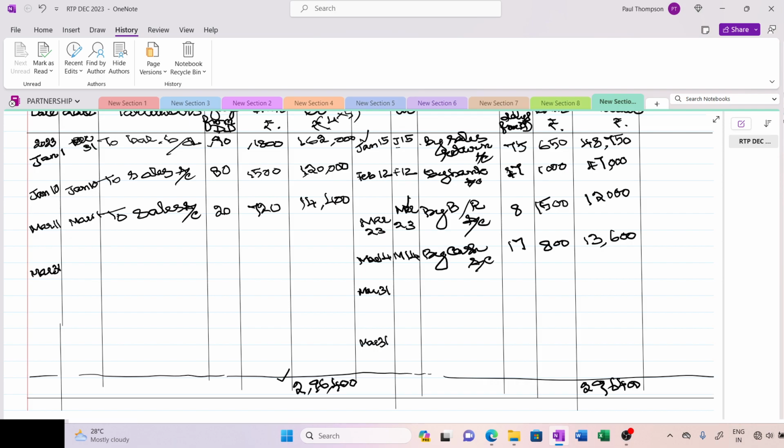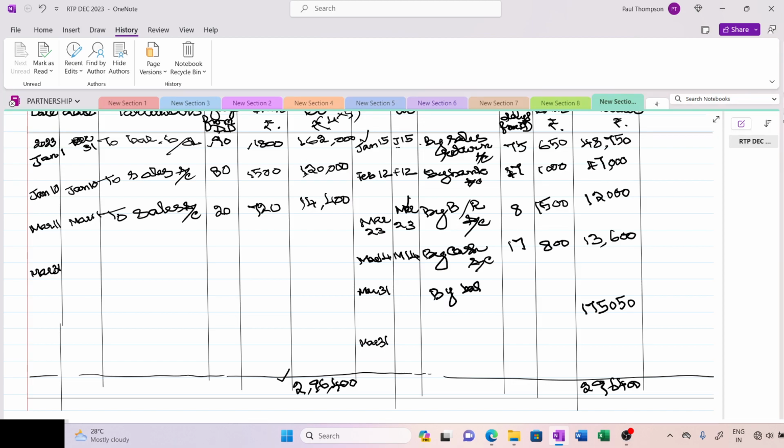I think I just made a mistake. 48,750 plus 47,000 plus 12,000 plus 13,600. The total is 1,21,350 minus 2,96,400. The balancing figure is 1,75,050. So this is the by balance of product.